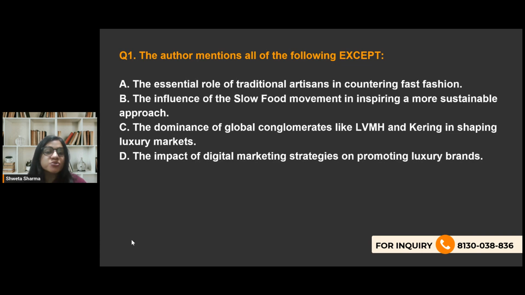So if it is mentioned, it is not your answer choice, right? We're looking for something which is not mentioned. So if A is mentioned, that is not my answer choice. So similarly, you've got to eliminate the other options and give me the correct answer.